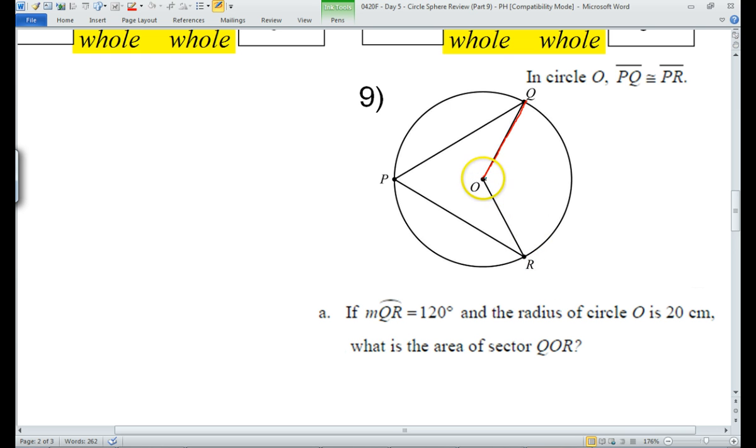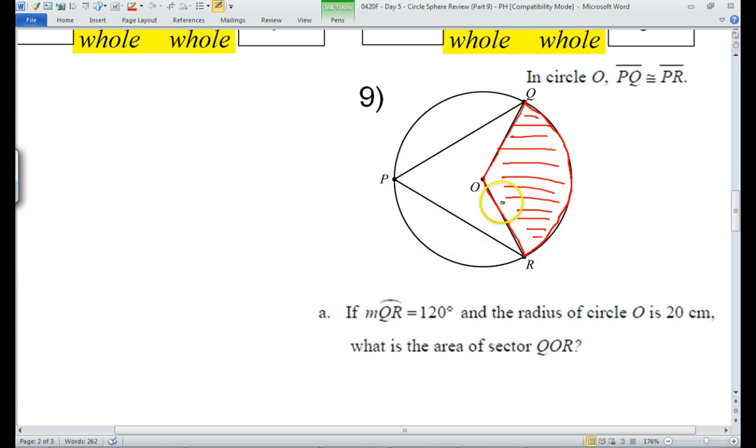Okay, so QOR is like this, and we're supposed to find the sector, so it will be bounded by this arc over here as well. Okay, so this is the sector that we're trying to find the area of.